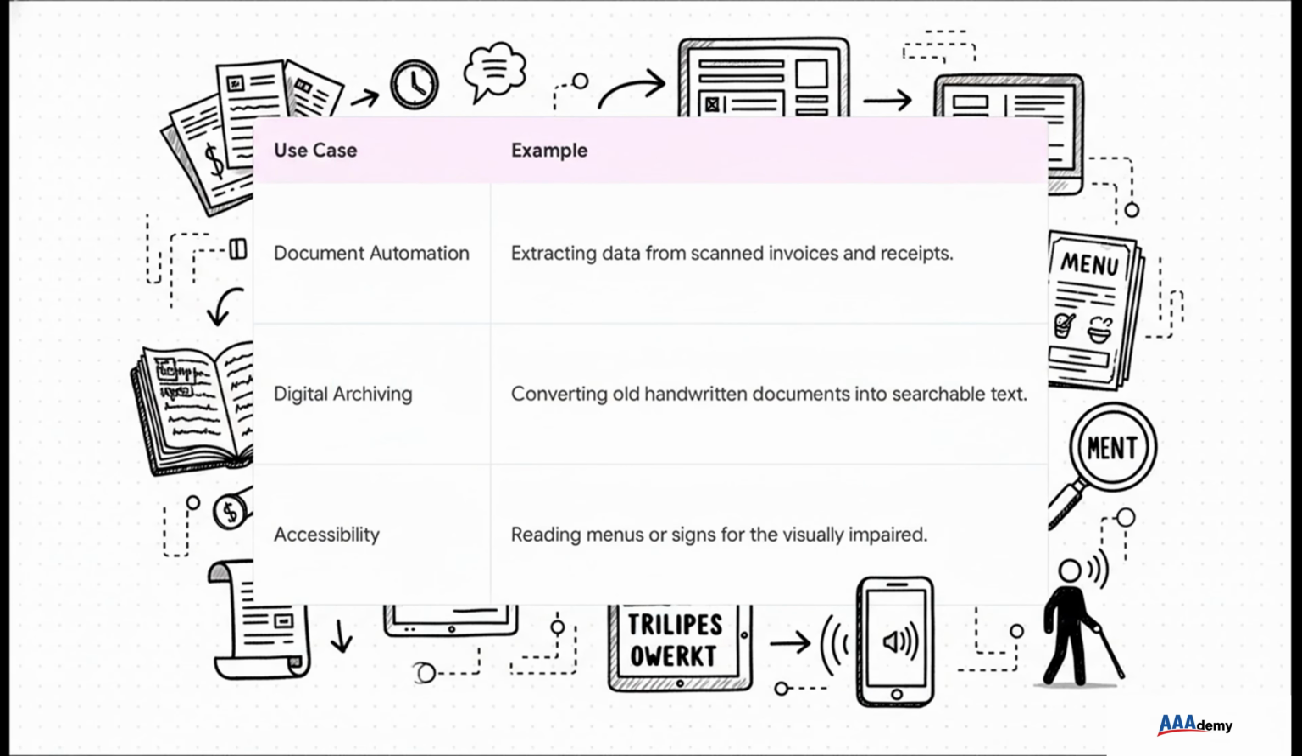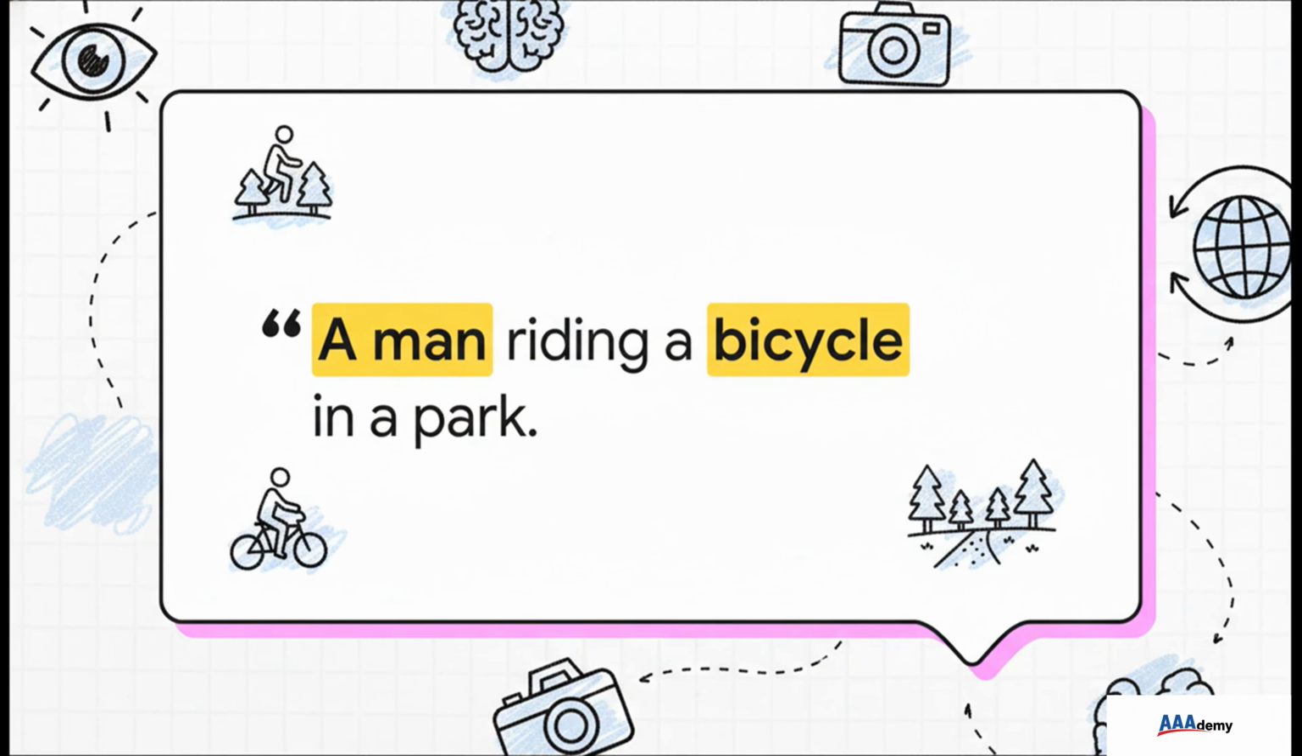And this is where it gets really powerful. Imagine automatically ripping data from invoices, no more manual entry, or turning dusty old archives into searchable digital text. It can even power apps that help visually impaired people by reading menus or street signs out loud. Just incredible. And it doesn't stop there.